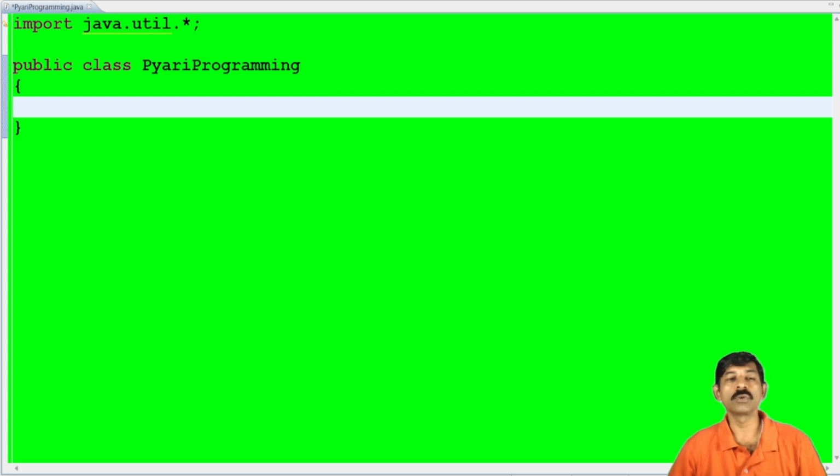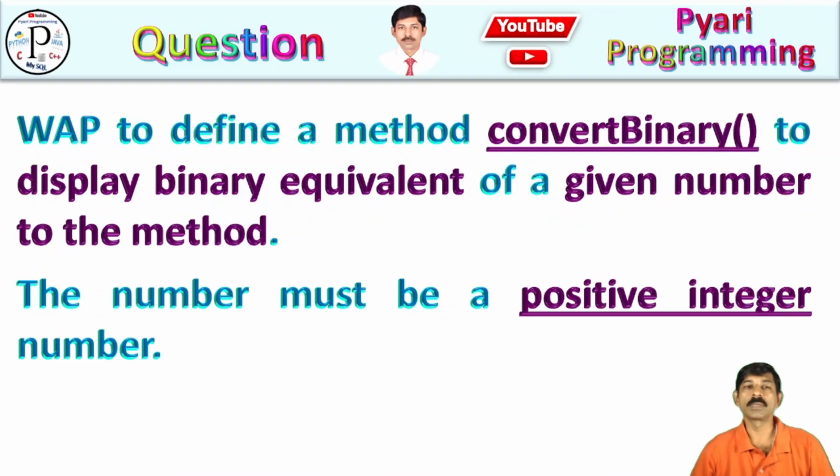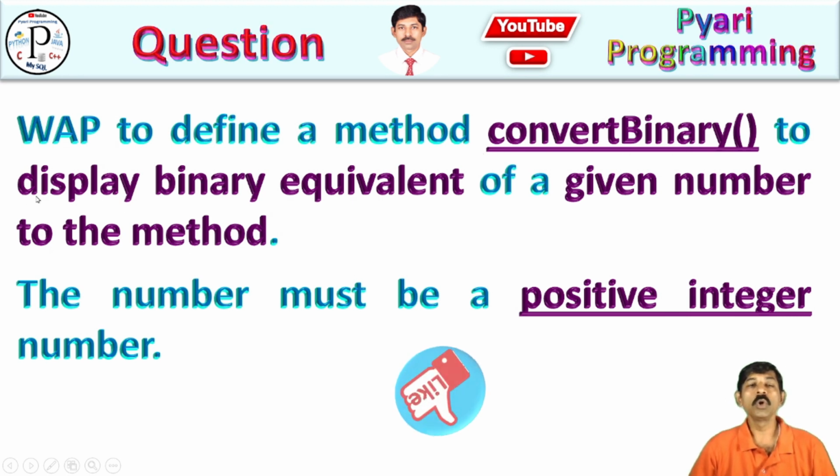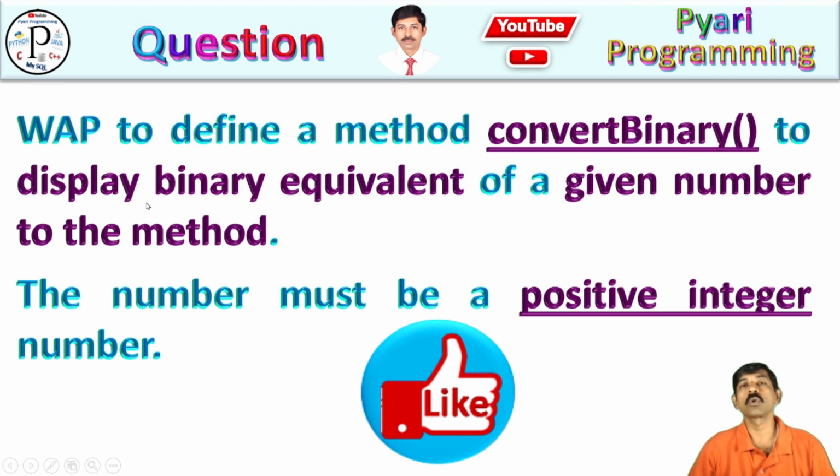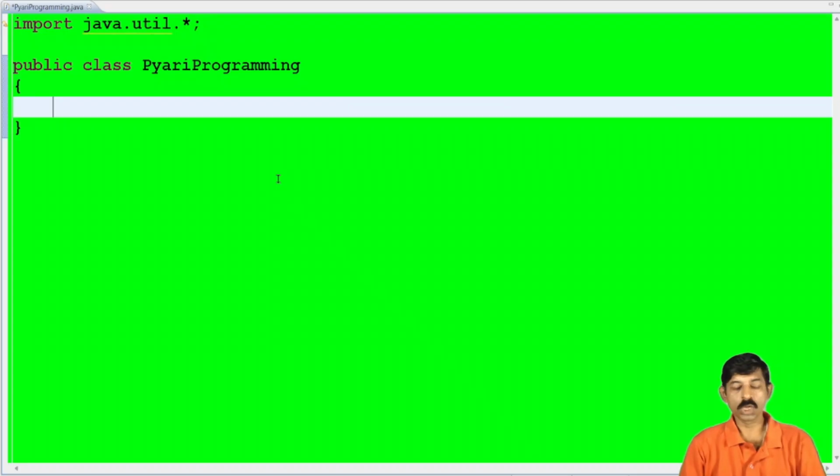Now we'll look at the question to check what the requirements of the method are. Write a program to define a method, convertBinary. The method name is convertBinary, to display. That means the method is not going to return any result, so its return type must be void. Of a given number to the method, that means we are going to pass a parameter to the method, and the parameter is of type integer. So let's apply this in our program. As per the question, the return type is void, the method name is convertBinary, and it is going to take a parameter of type integer, int no.